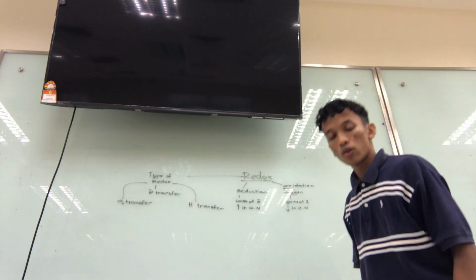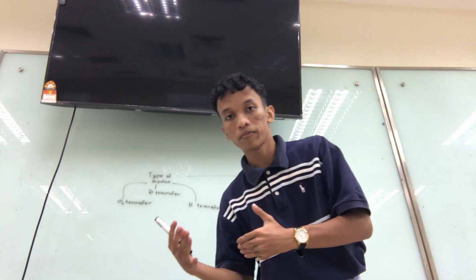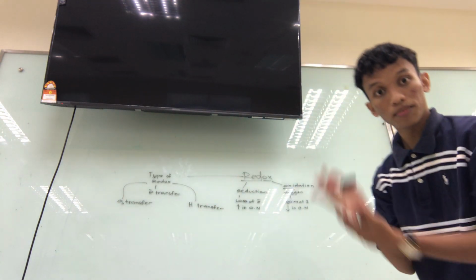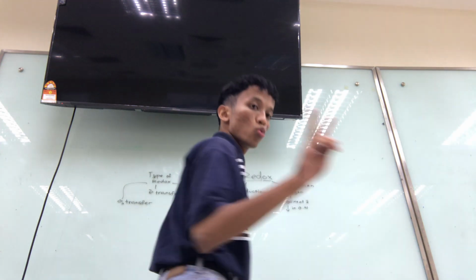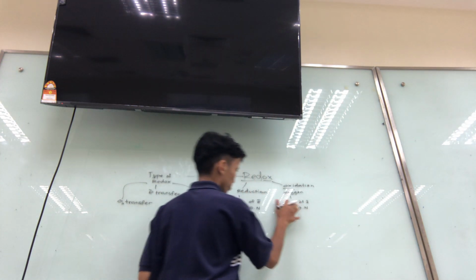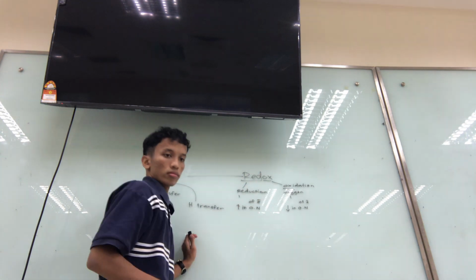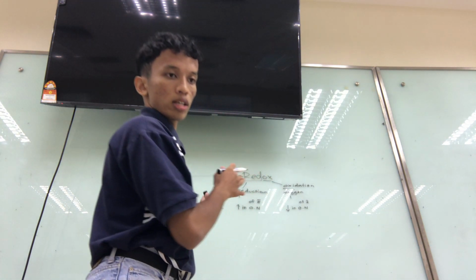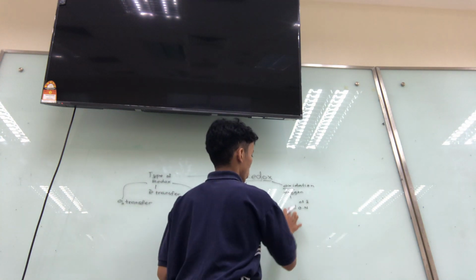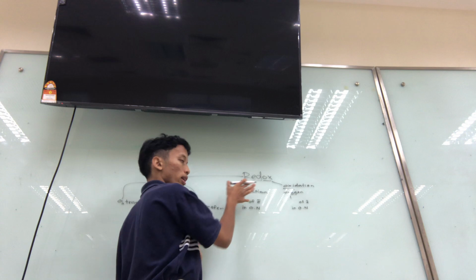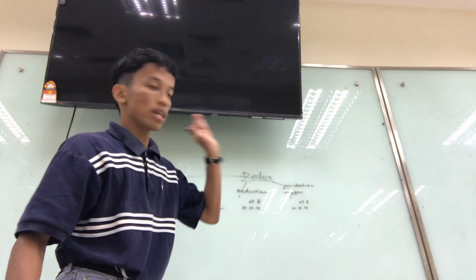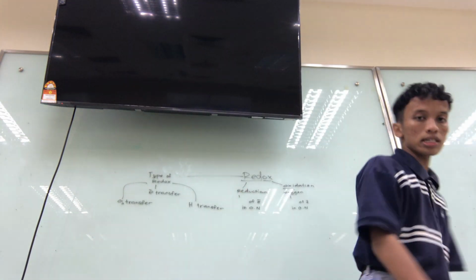Firstly, before we start our lesson, we need to know the definition of redox reaction. What does it mean by redox? You need to remember two words. The first word is reduction. Simple. There's red and ox. Red is for reduction and ox is for oxidation. What does that mean by reduction and oxidation?